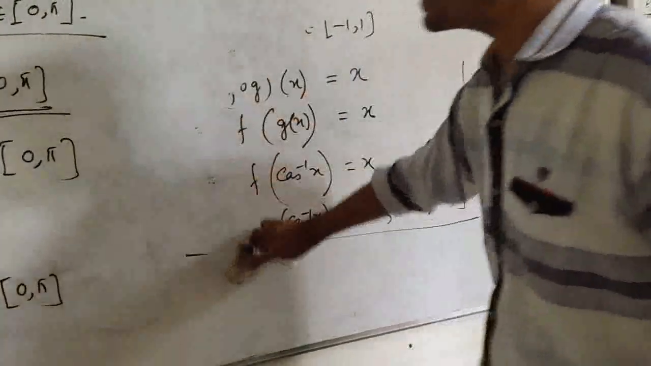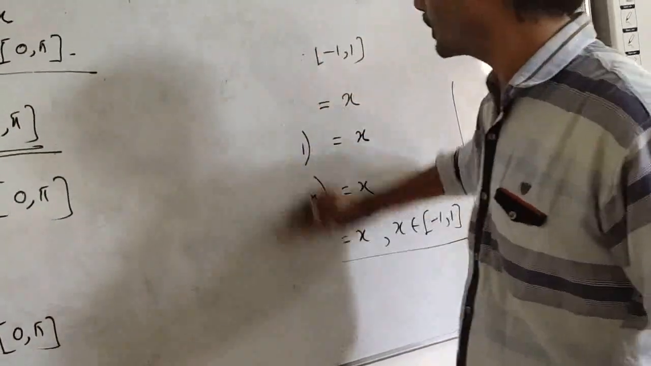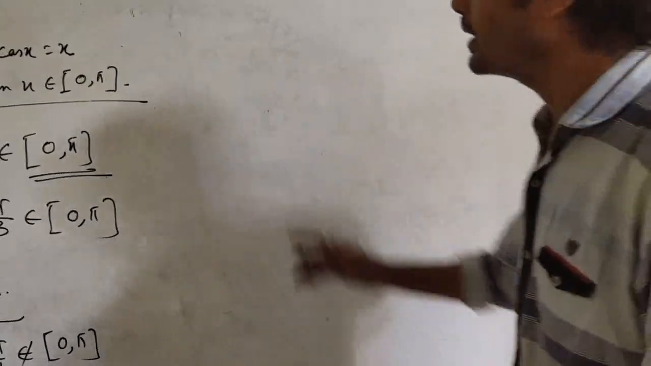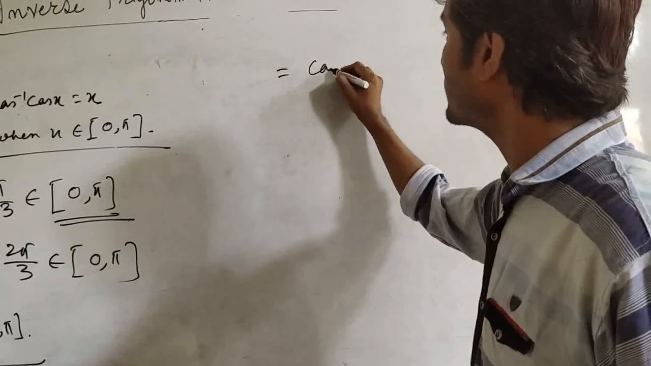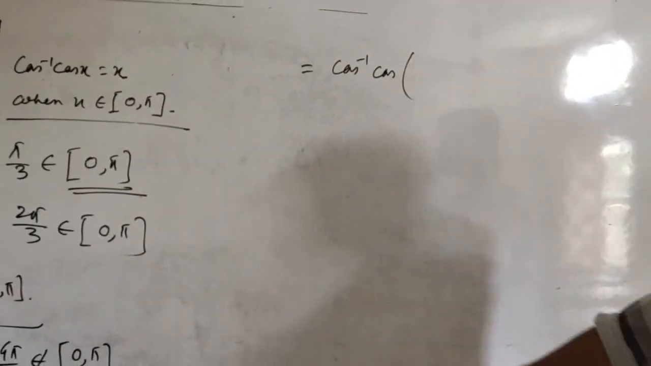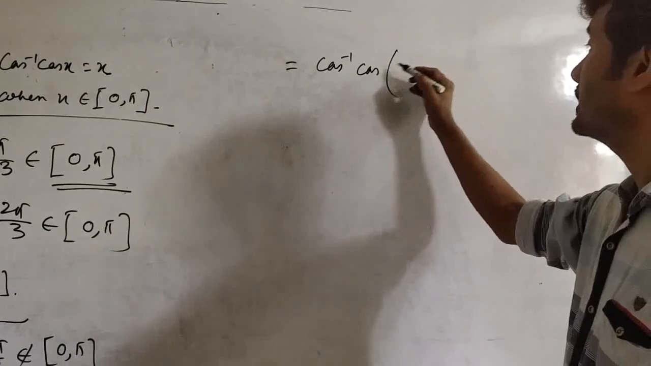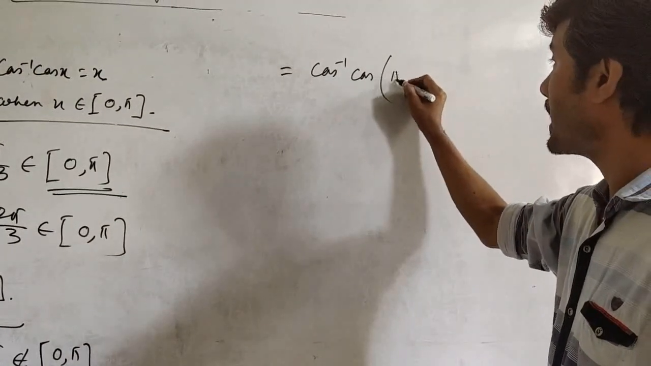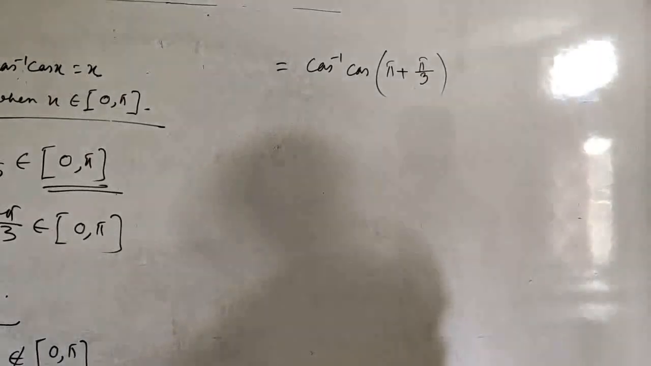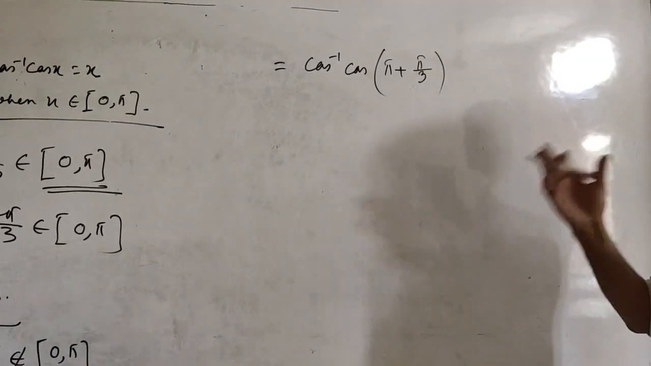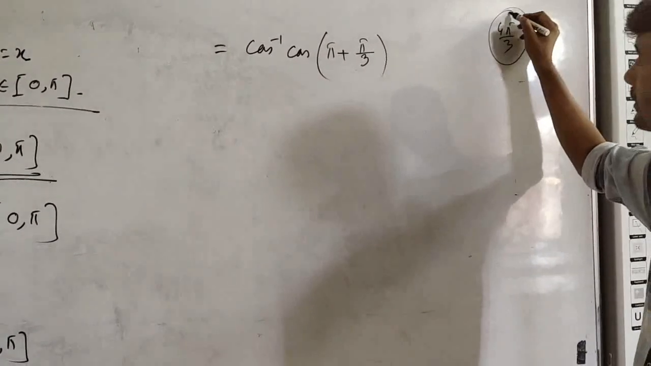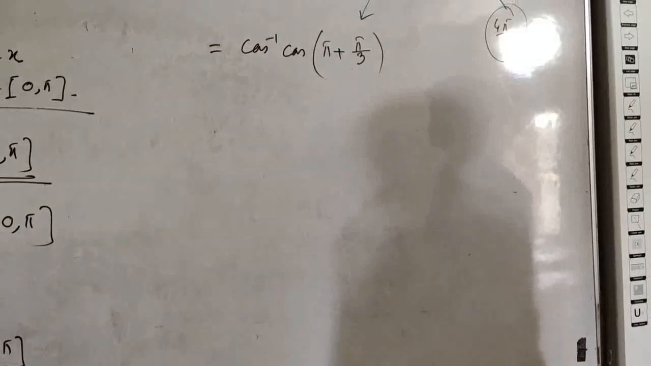This is equal to cos inverse cos 4 pi by 3. Let us write here pi plus pi by 3. 4 pi by 3 is our original angle. I may rewrite this 4 pi by 3 in this form, pi plus pi by 3.